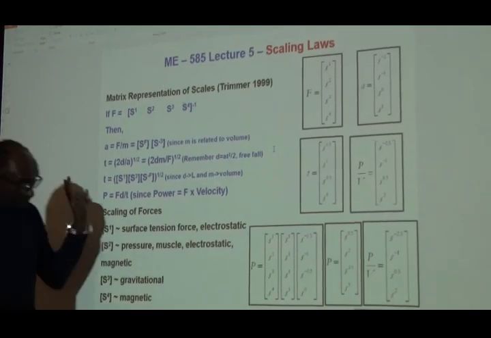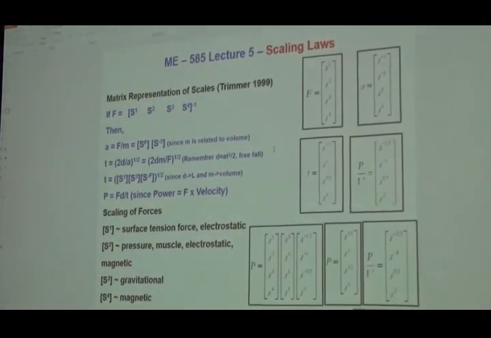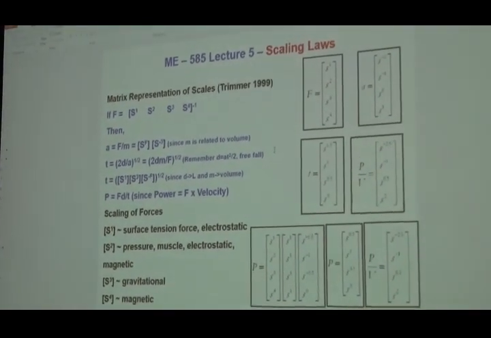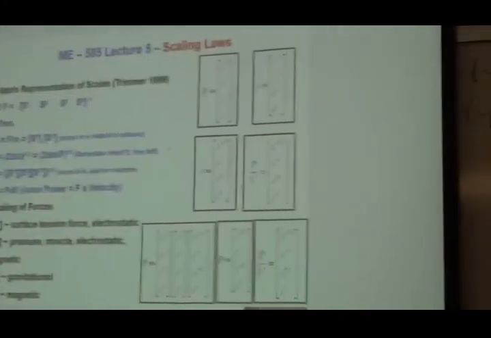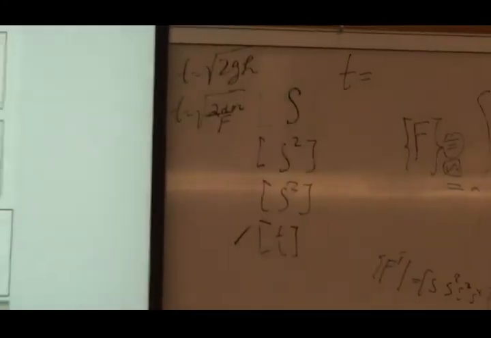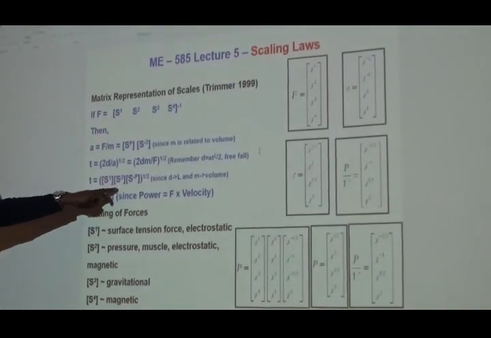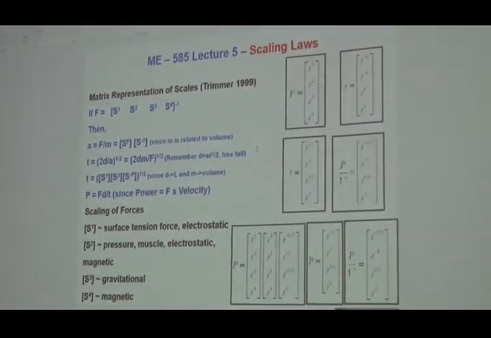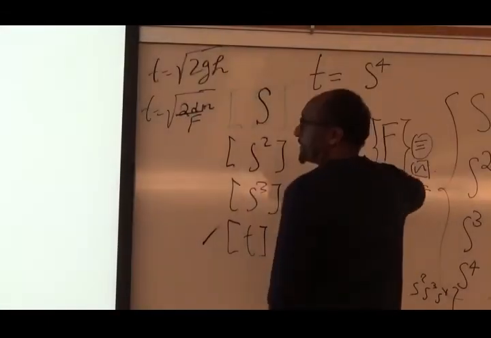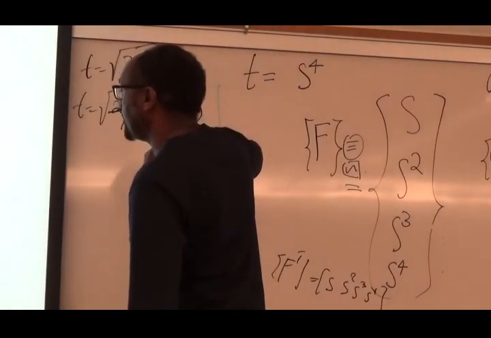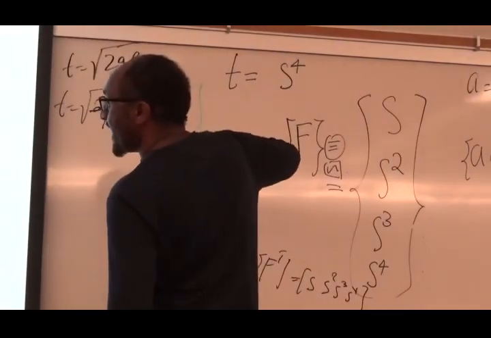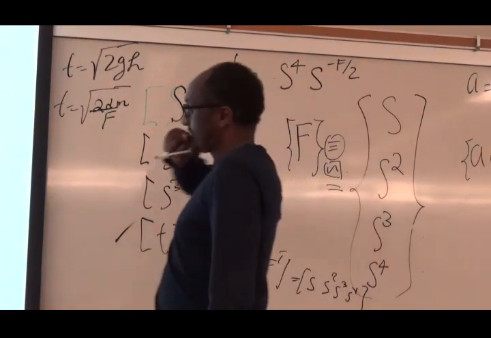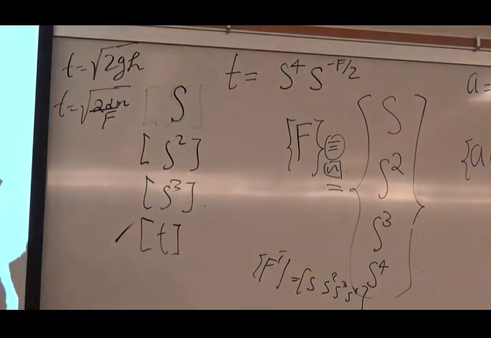Now, let me write it out. So time, I need to simplify this. So I have S to the power 1, S to the power 3. So that's already S to the power 4, right? So S to the power 4 times S to the power minus F over 2. Right? And then you're taking the square root.